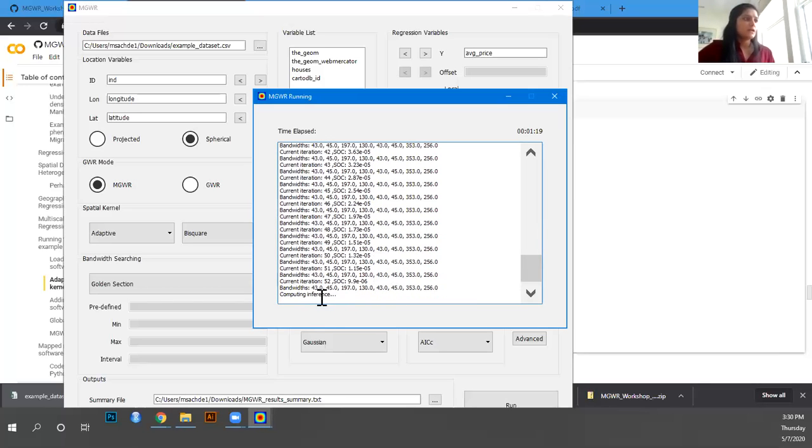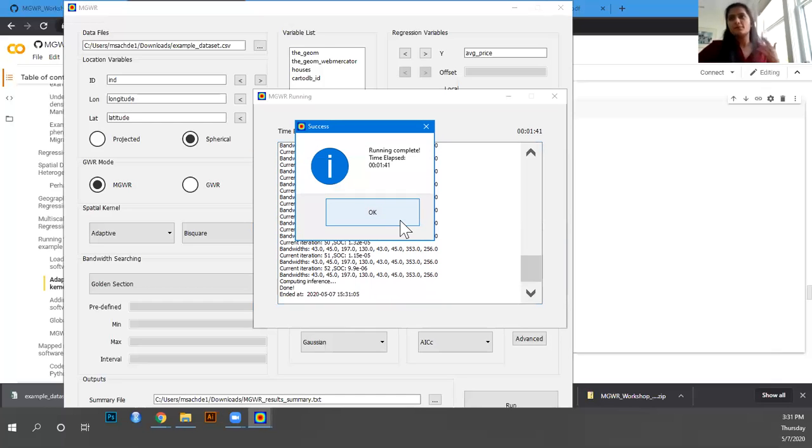So now it's computing the inference. It's already done with the bandwidths, and these are our final bandwidths. And we see they're pretty varying. Some of them are in the 40s, and some of them are like 250, 200, 350. So it's a mixed scale. This is interesting because these bandwidths tell us a lot, and we'll get to the inference and interpretation of these results. But this is the major reason why you would use MGWR and not GWR, because as you can imagine, instead of all these different bandwidths, you would have gotten just one bandwidth in GWR, which would have been an average across all covariates.